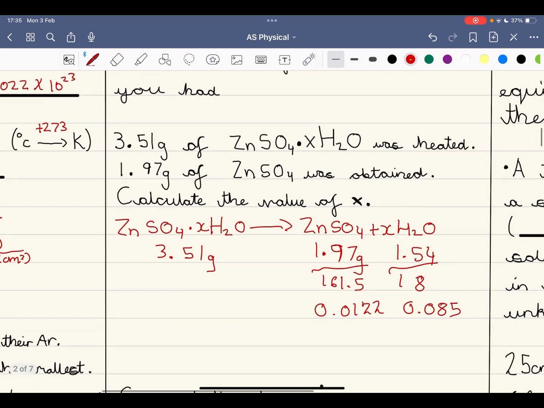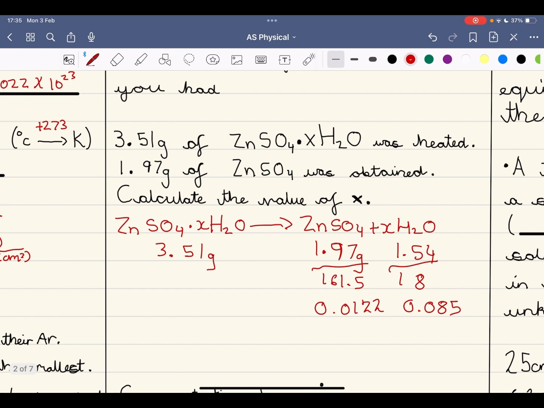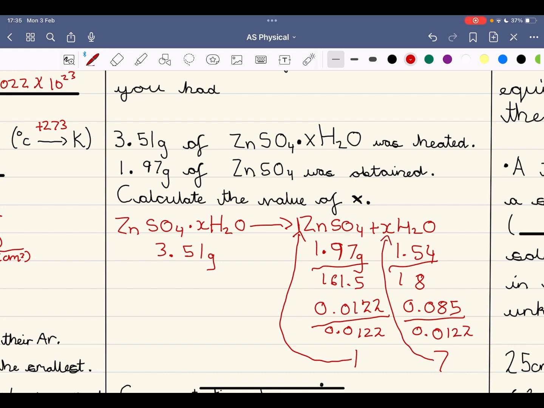And then I'm going to divide both of these ratios by the smallest number, kind of like empirical formula, so that I get, and when I work this out, I get 1 and 7. And so this 1 represents the one before the zinc sulfate, and this 7 represents the number before the water. So this lets us know that X is equal to 7.